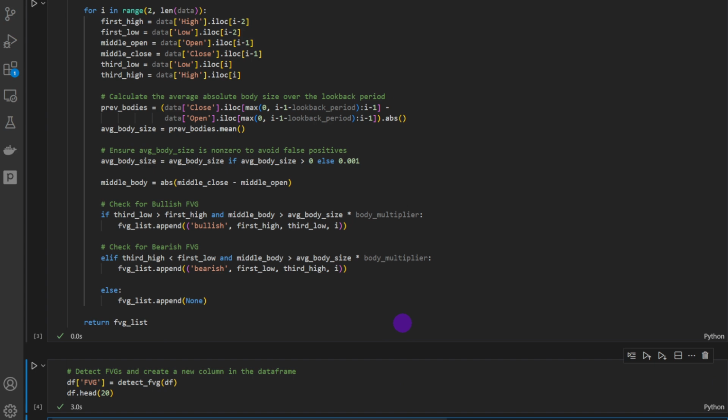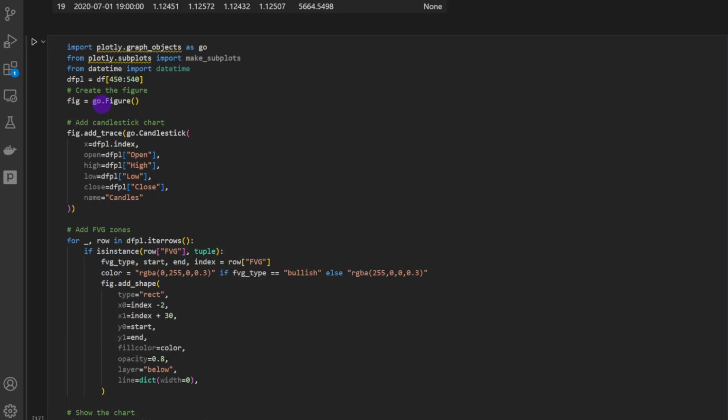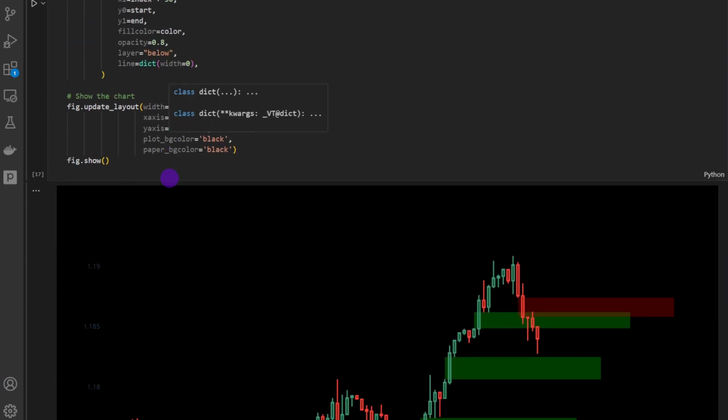If you need to be more selective, you can increase this value, so the condition on 1.5. For example, the body multiplier could be 2 in order to increase the minimum allowed threshold size of the middle candle's body. And here I've added a cell to visualize these signals on the chart.